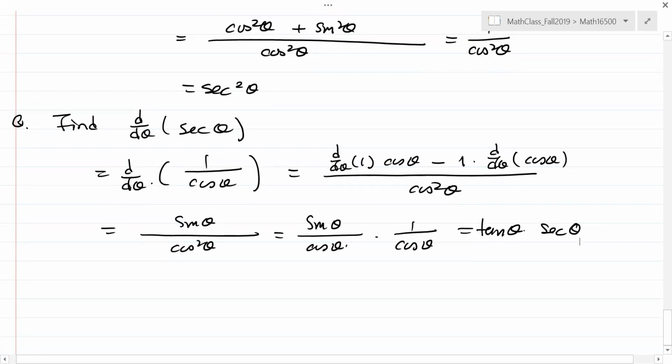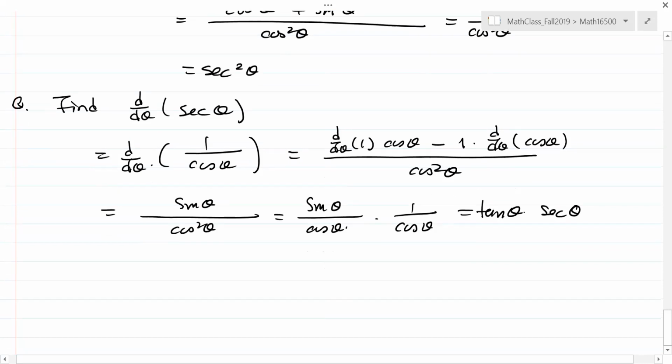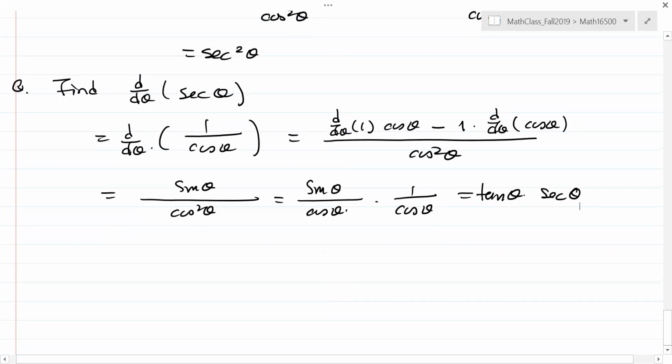And you should know, if you forget the formula, just find it by yourself. You don't need to search for the formula, because if you spend like 1 minute to find the formula in the textbook, you probably can find it by yourself in only a few seconds. That's better. If you know secant theta is 1 over cosine theta, just find the derivative using the quotient rule. Then you get the formula by yourself.